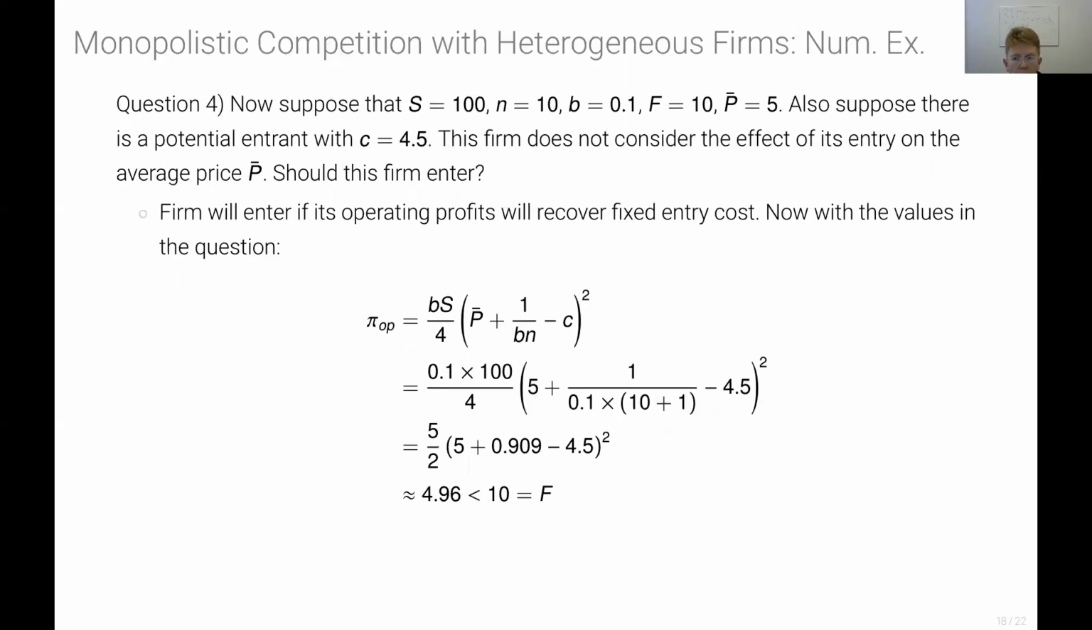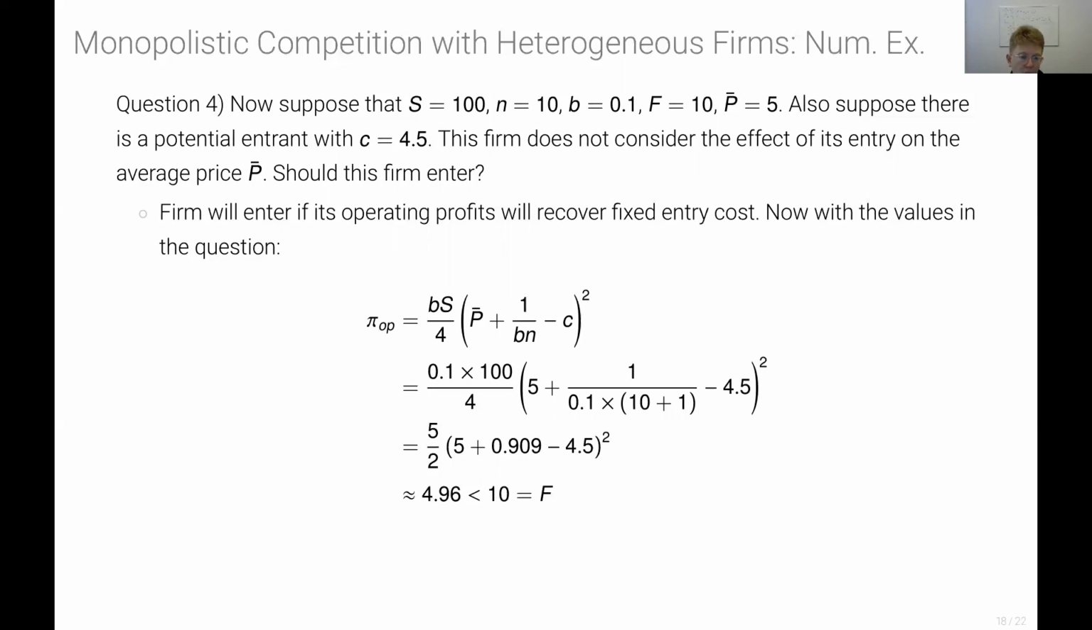So now what we need to figure out is whether or not the firm, taking into account its operating profits, is going to recover its fixed cost. Again, we take the expression for operating profits that we derived earlier, and we plug in all of those new values. Going through the computation, it turns out that our operating profits are going to be 4.96. However, operating profits are going to be less than the fixed cost of entry, which is 10.